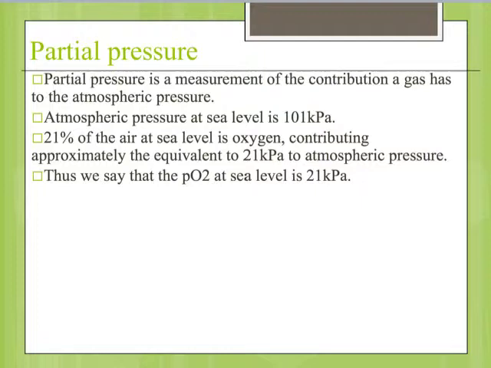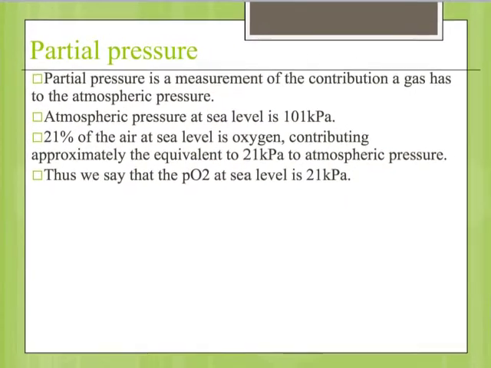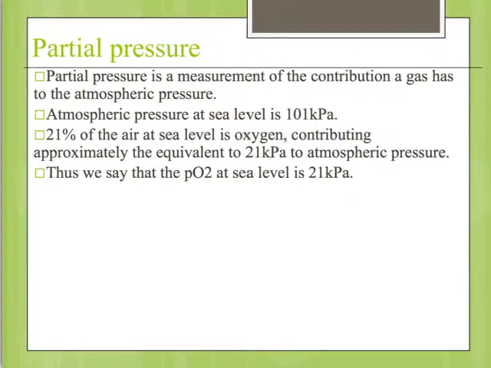Okay, you need to be aware of something called partial pressure, because they can use this in the exams. What partial pressure is, and if you do sport, you might have already seen this, is basically a measurement of how much of a contribution a gas has to the atmospheric pressure. Now, atmospheric pressure at sea level is about 101 kilopascals. You already know that about 20 to 21% of the air at sea level is oxygen, and overall that contributes about 21 kilopascals to the overall atmospheric pressure.